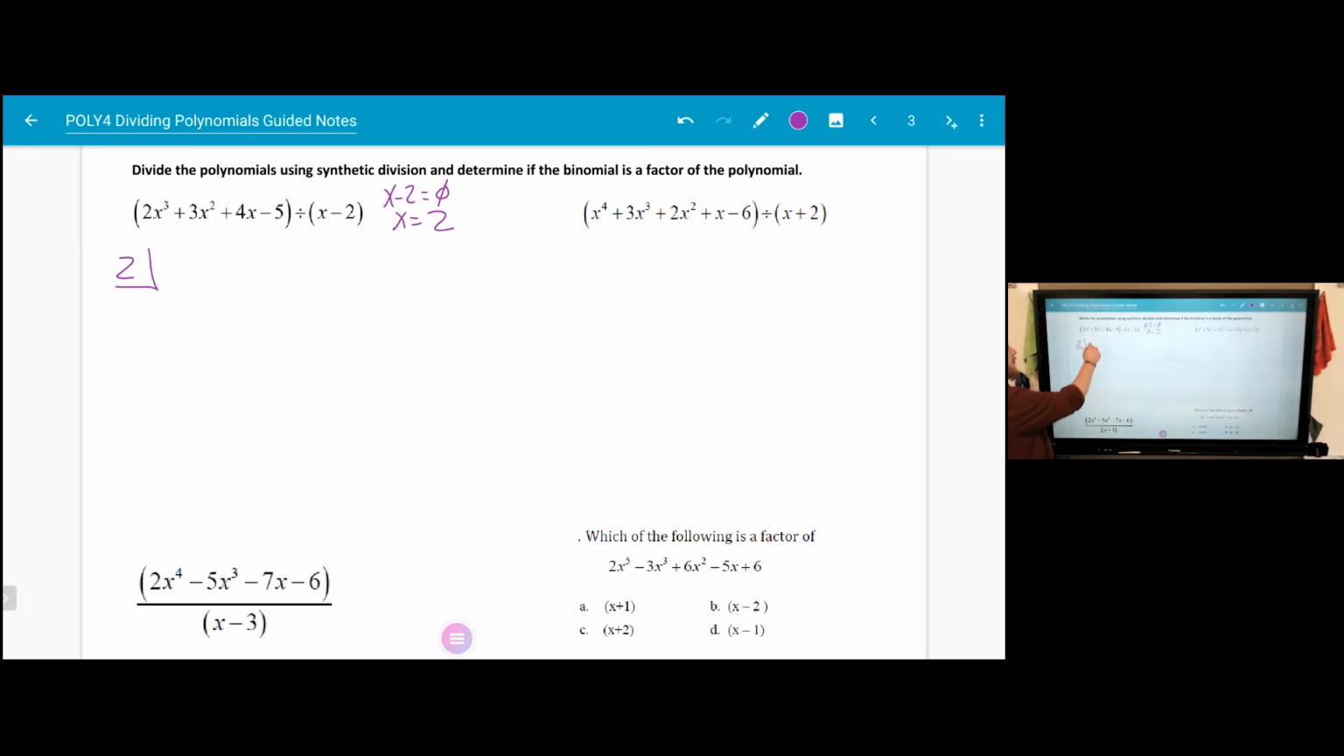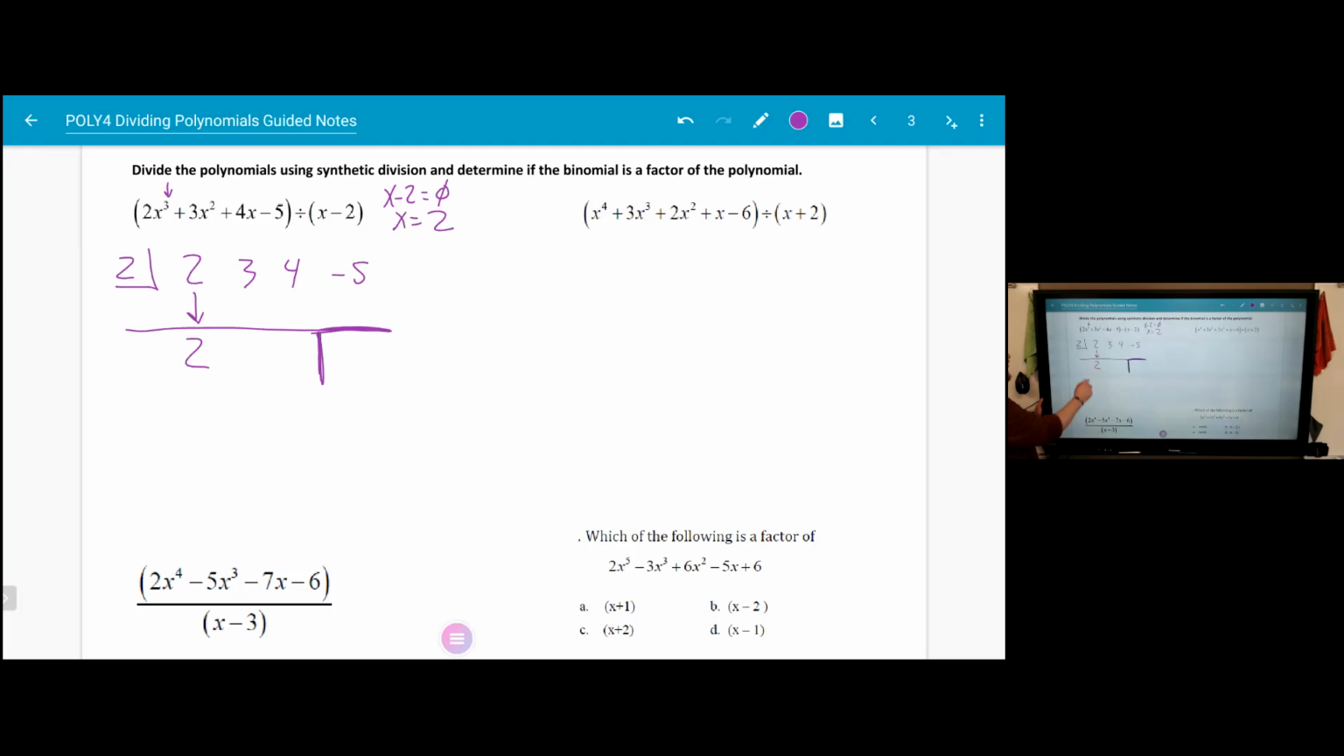My biggest exponent is cubed for my polynomial, so I need to have coefficients for x cubed, x squared, x to the first, and a constant. I need to have 4 coefficients. And I do. I have 2, 3, 4, and negative 5. I'm going to set up my nice little remainder box here. I'm going to drop down my first coefficient.